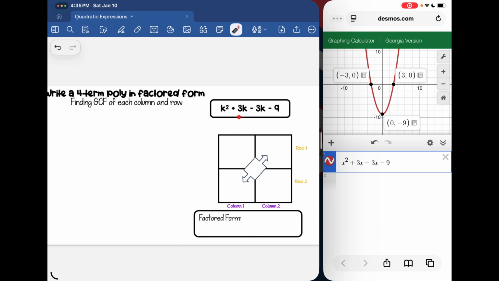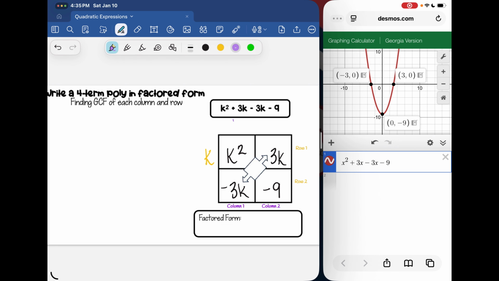K squared plus 3k minus 3k minus 9. So I'm going to take each of my 4 terms and write them inside of the boxes. What will we put outside of this box that will multiply to k squared? A k on this side and a k on this side. To get 3k, what can I multiply by k that is going to give me 3k? Hopefully you said a plus 3.